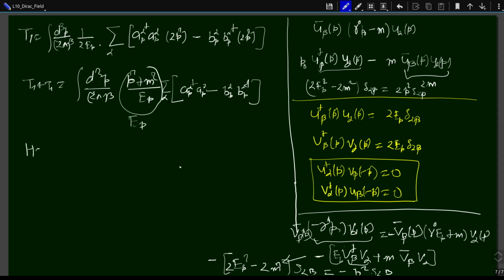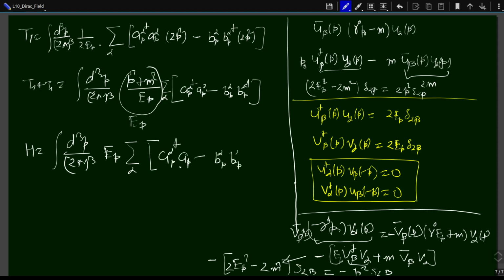So let me just finally write, the Hamiltonian is the integral d3p by 2 pi cubed, EP, sum over alpha of AP alpha dagger AP minus BP alpha BP alpha dagger. Now, the second piece is coming with a negative sign, but we have already agreed that BP alpha annihilates the vacuum and AP alpha annihilates the vacuum. So in a way it's okay, not an issue.